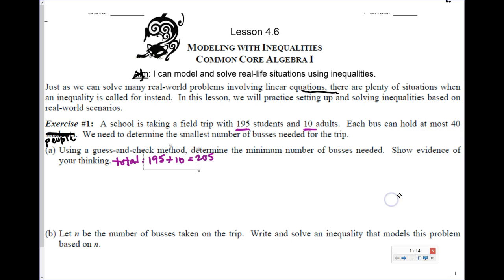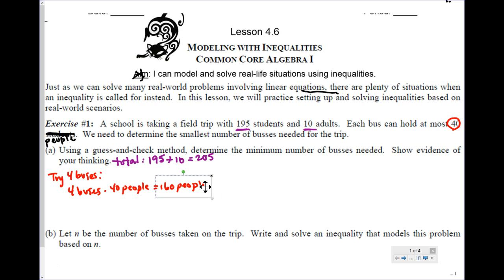So like imagine you're taking a field trip, right? So let's try 4 buses and see if that works. Well, 4 buses can hold how many people? 40 people at most. So 4 buses times 40 people, because 40 people can go on there per bus, is going to be how many people? 160. So that means 4 buses can hold 160. Is that going to be enough? No. 160 is less than 205. So 4 buses is not going to work. We don't have enough buses. We're going to have 45 people sitting out waiting for a bus.